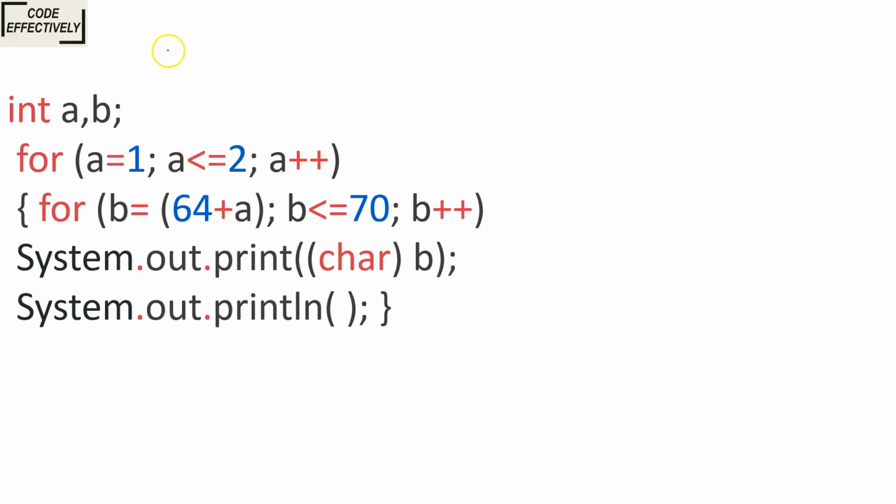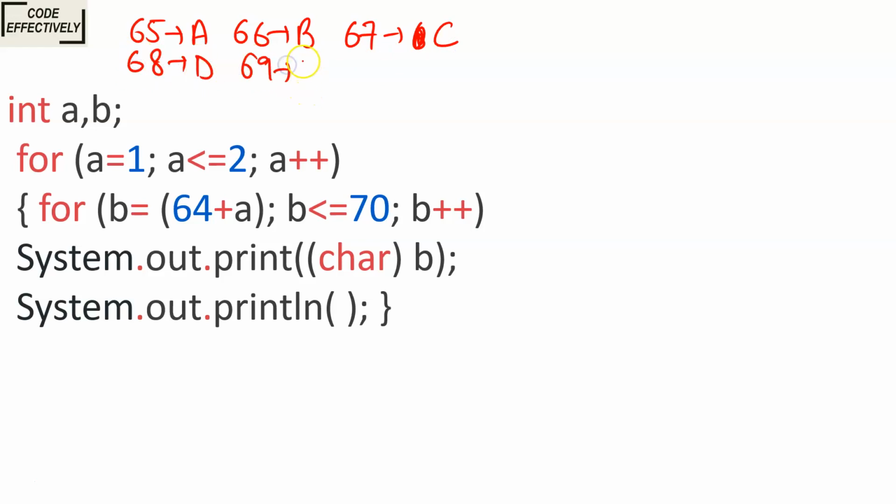See, let me first write a few codes here. Some ASCII codes: 65 is equal to A, then 66 is equal to B, 67 is equal to C, then 68 gives D, 69 gives E, and then 70 gives F, and then G. So these are more than sufficient. If we require more, then we will write more ASCII codes, but let's see from this only. So now let me start.